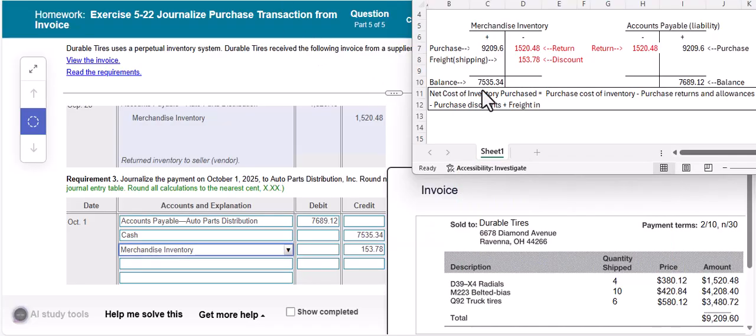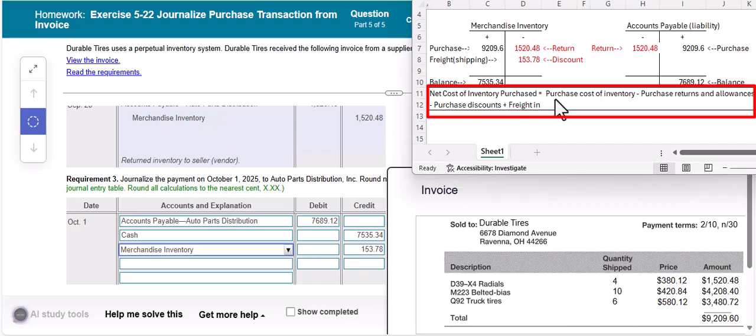And then another way to calculate the cost of the merchandise inventory is to use this formula here. So that net cost of inventory purchase, which I just talked about, we have to take the purchase cost of inventory, which was that $9,209.60, minus the purchase returns and allowances, so minus $1,520.48, and then minus purchase discounts, which was the $153.78. And then there was no shipping, no freight in, so we ignore that portion here, but that would give us the same balance of $7,535.34 for the merchandise inventory.